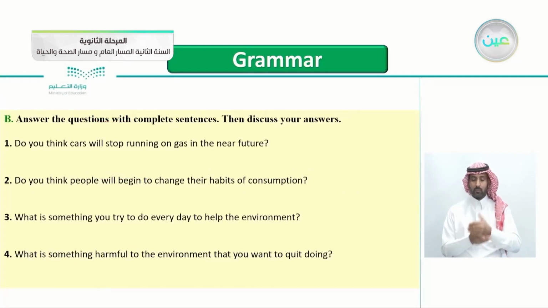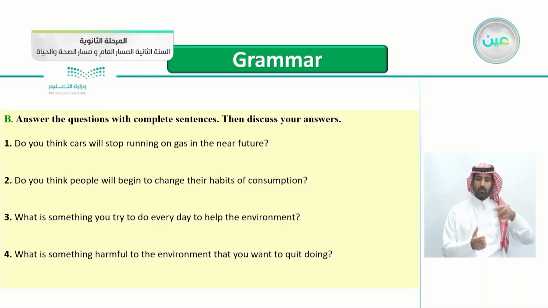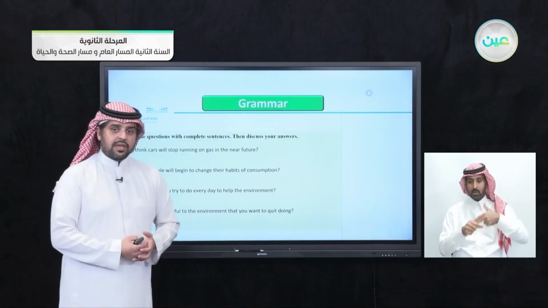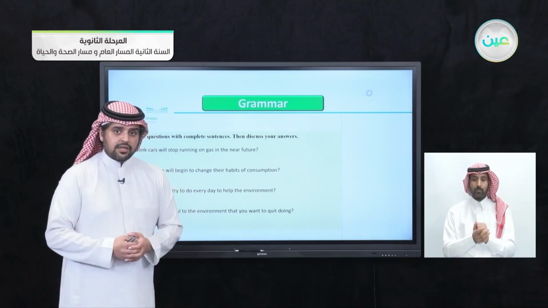Jumping here to exercise B, answer the questions with a complete sentence, then discuss your answer. Again, answer the questions with complete sentences. So you have to answer these questions with complete sentences, of course, using the gerund or the infinitive. Then discuss your answer. For example, the first one, do you think cars will stop running on gas in the near future? They will stop using gas, petrol in the near future. Of course, this is up to you, but you have to answer using today's grammar.